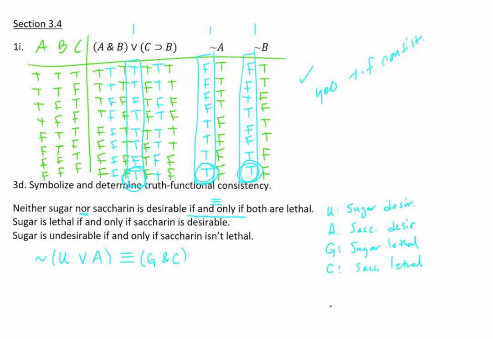Now the second one, sugar is lethal if and only if, again, saccharin is desirable. So this is very straightforward. So sugar, if and only if. And we have the same sort of thing for the last one. Sugar is undesirable if and only if saccharin isn't lethal. So we have some negations in here. And this tells us not U, triple bar, not C.